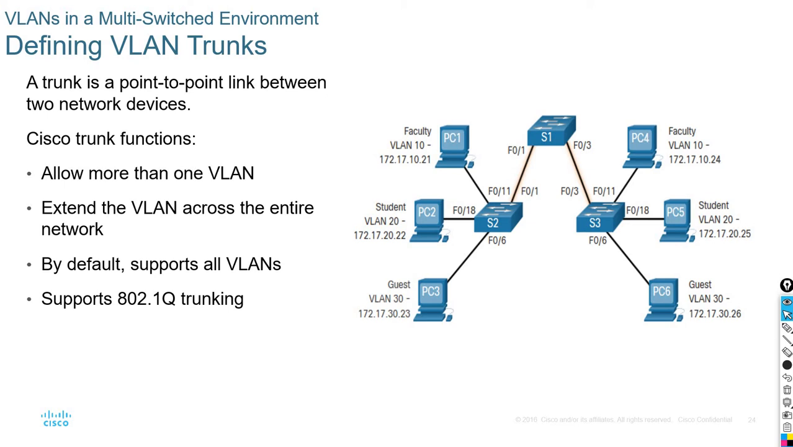So what actually are VLAN trunks? VLAN trunks allow all VLAN traffic to propagate between the switches. This enables devices connected to different switches but in the same VLAN to communicate without going through a router. A trunk is a point-to-point link between two devices that carries more than one VLAN. A VLAN trunk can extend VLANs across the entire network. For this purpose, Cisco supports IEEE 802.1Q trunking.